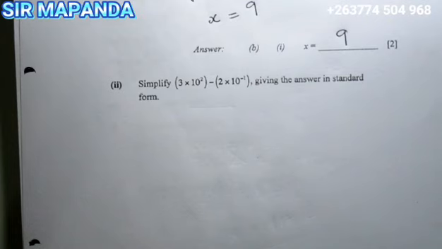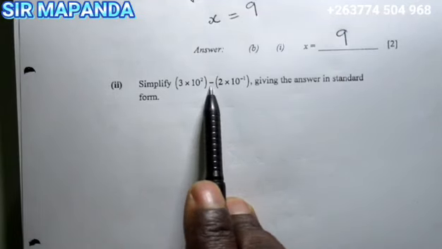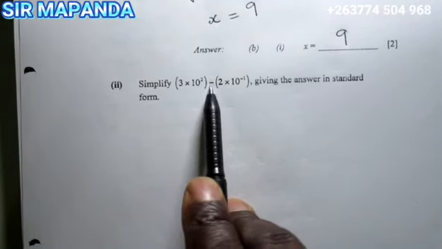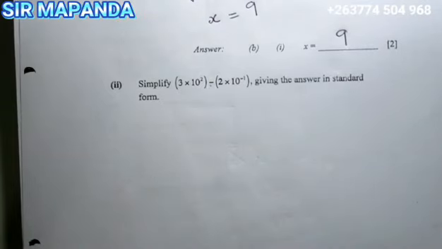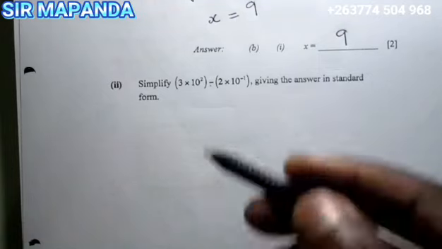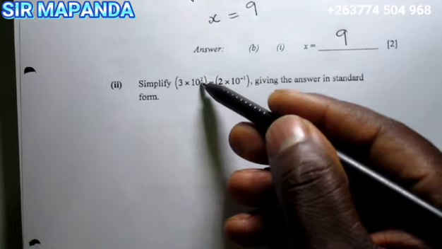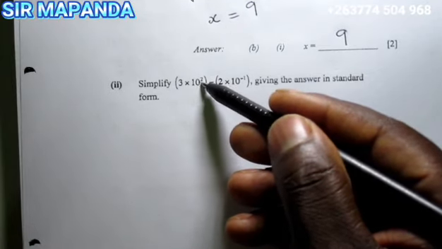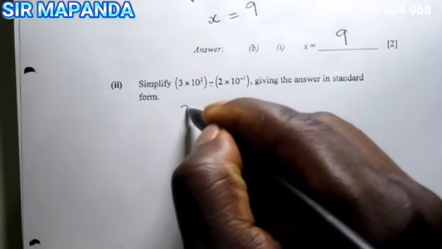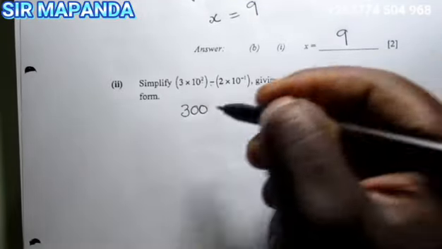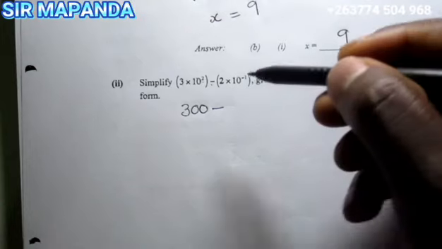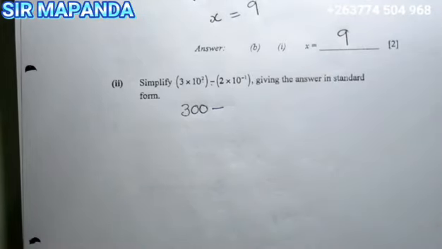Simplify 3 times 10 squared minus 2 times 10 to the power of minus 1, giving your answer in standard form. So whenever you are simplifying questions in standard form with a negative sign or a plus sign in between, you don't have to collect like terms, but you have to start by expressing both terms in ordinary form. Since we have 2 as a positive power, it means 10 squared is 100. 3 times 100 gives you 300 in this first bracket. Then you put a negative sign here, right?